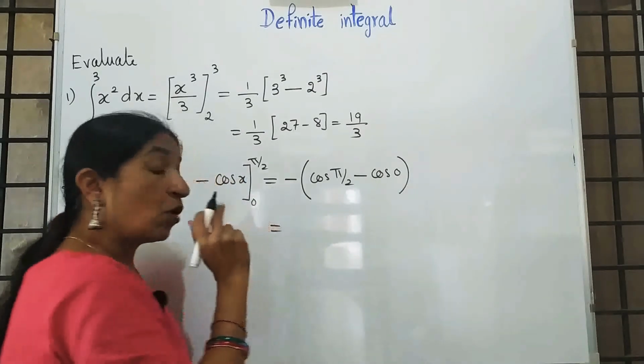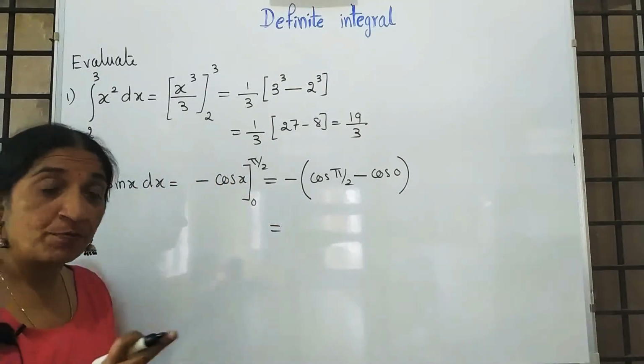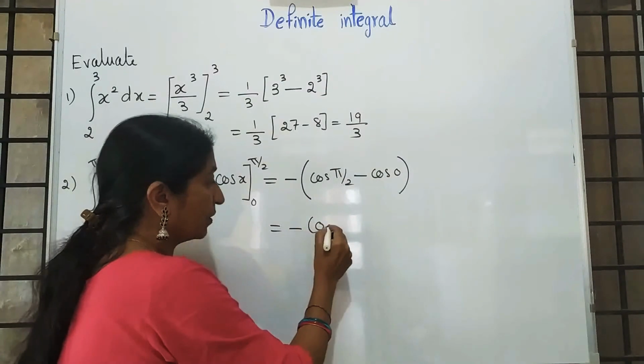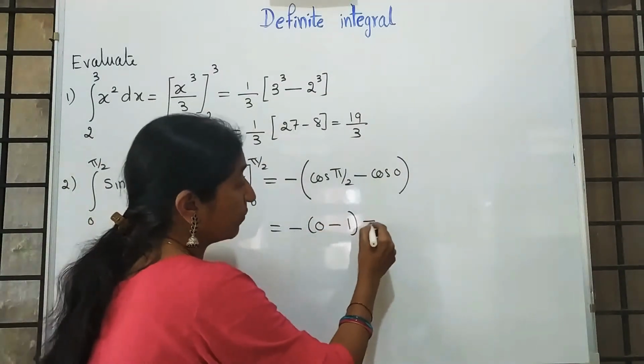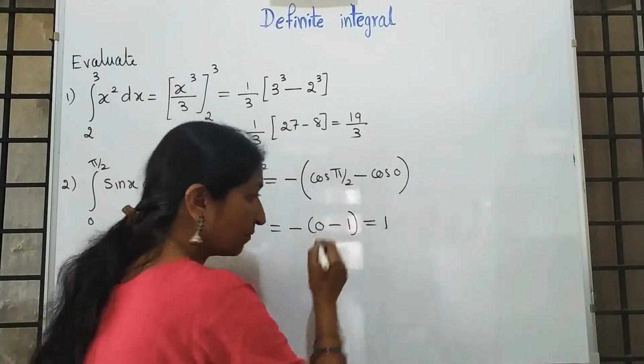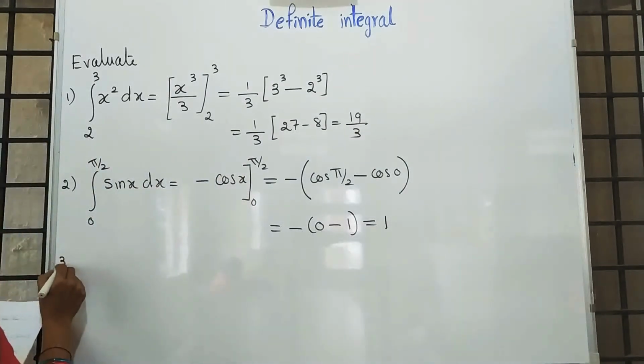Upper limit cos pi by 2. What is cos pi by 2? 0. 0 minus 1. Cos 0 is 1. Minus into minus becomes plus. Moving to the next question, that is the third one.